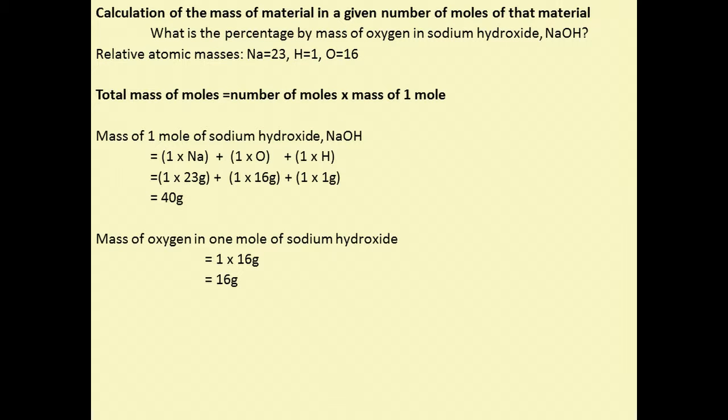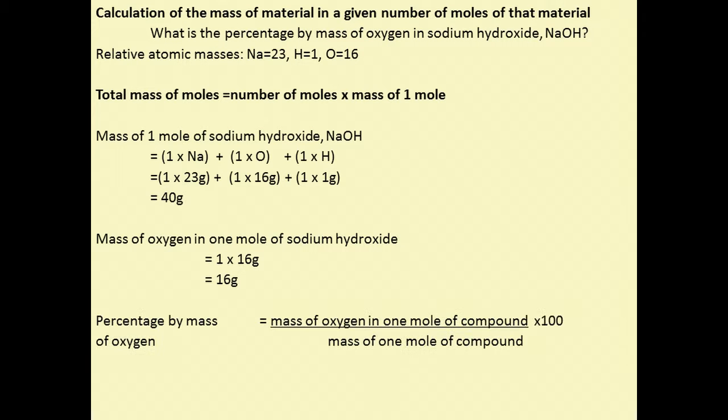And now we need to work out what percentage 16 grams is of 40 grams. So the percentage by mass of oxygen is equal to the mass of oxygen in 1 mole of sodium hydroxide, 16 grams, divided by the mass of 1 mole of sodium hydroxide, times by 100 to get a percentage. So it consists of 40% oxygen.